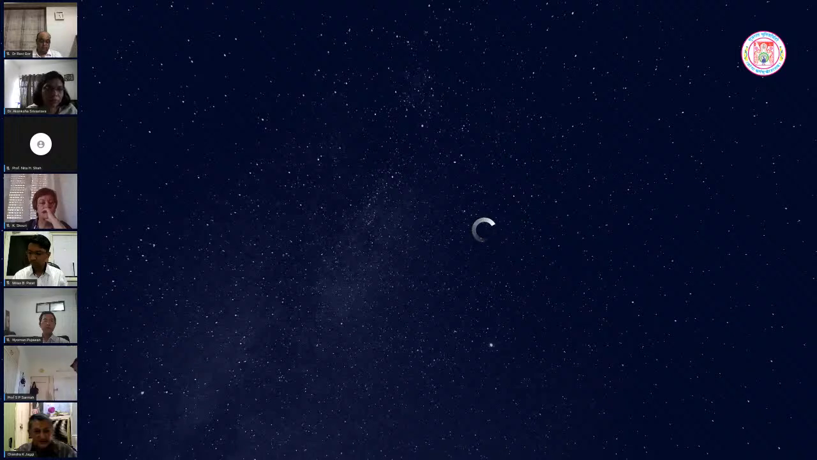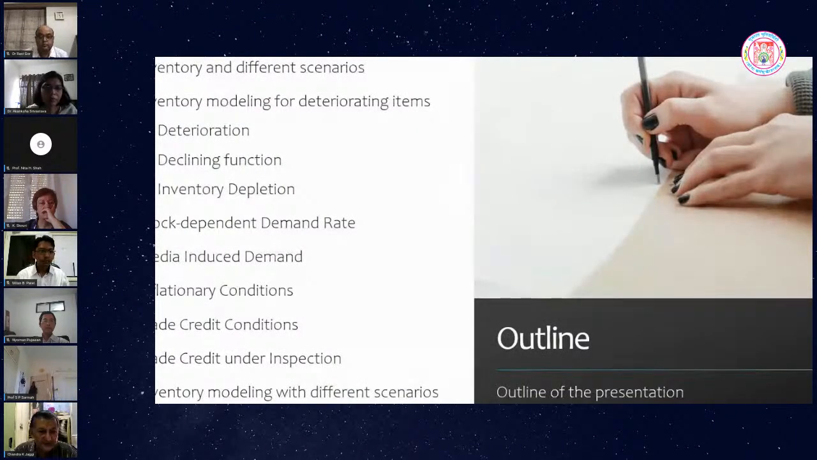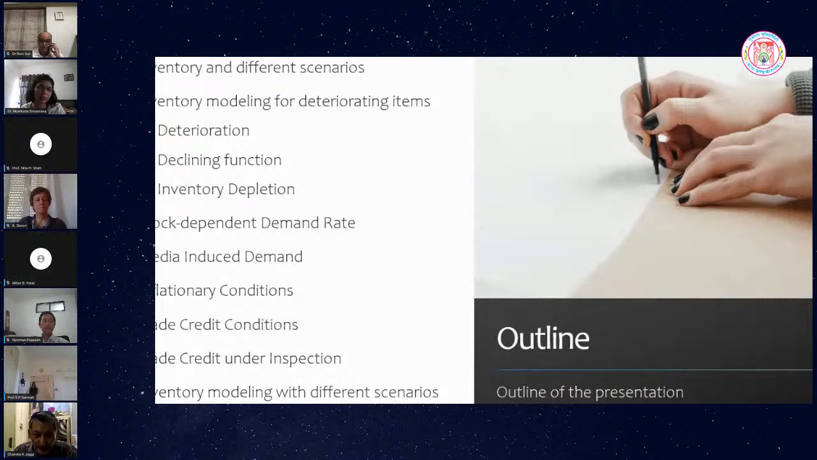Different scenarios. The inventory modeling for deteriorating items, declining function, inventory depletion, spend and media-induced demand, inflationary condition, trade credit, and so on. Inventory is basically defined by Fred Hansen as an idle resource of any kind, provided that such a resource has economic value. Money makes the world go around, inventory makes logistics go around. Now, these are the basics. It was developed by Harris, and then subsequently it was also developed further. The formula was named after the person.